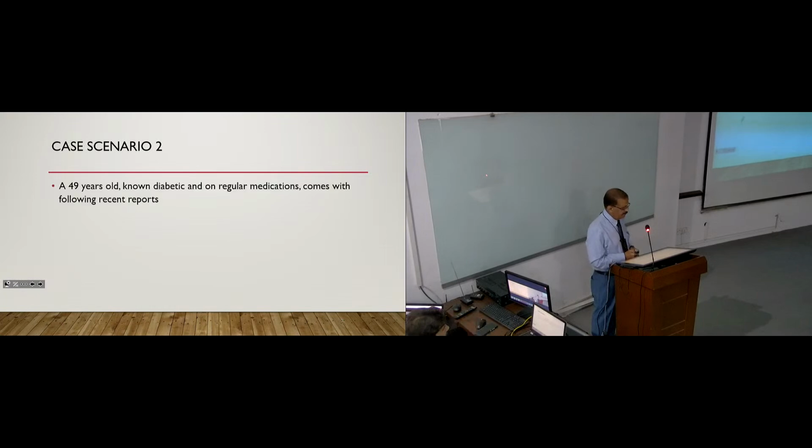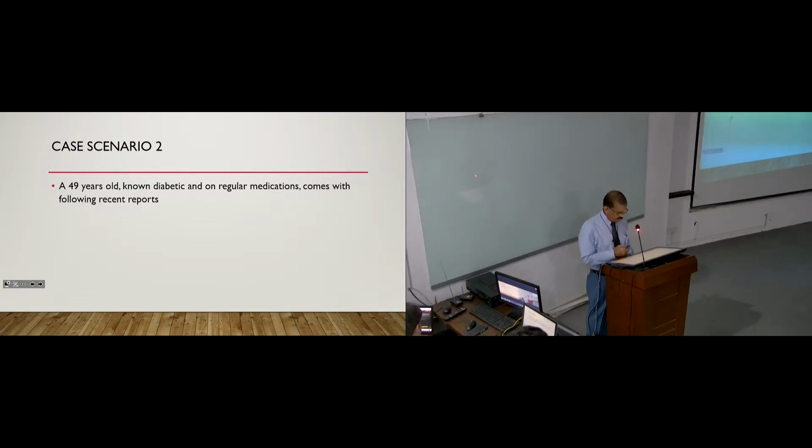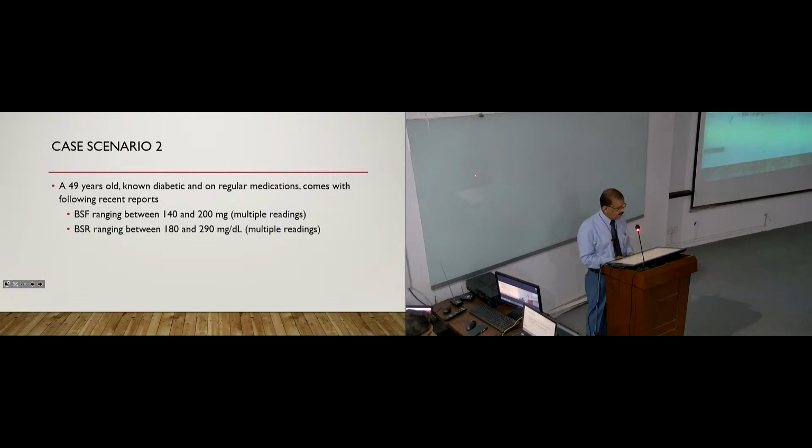Case scenario 2. A 49 years old known diabetic and on regular medication comes with the following recent reports. Fasting blood sugar ranging between 140 and 200 milligram. He has got multiple readings with his own glucometer. Blood sugar random ranging between 180 and 290 milligram per deciliter. Again, multiple readings. The question is, how crucial is HbA1c testing to decide the next treatment course in this patient?